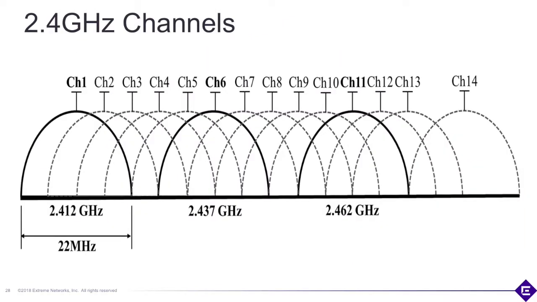Once again, this is a picture of the 11 channels that we have in the United States. Ultimately, it shows all 14, but we can only use 11. And you can see once again that 1, 6, and 11 are the only 3 non-overlapping channels that you can use.